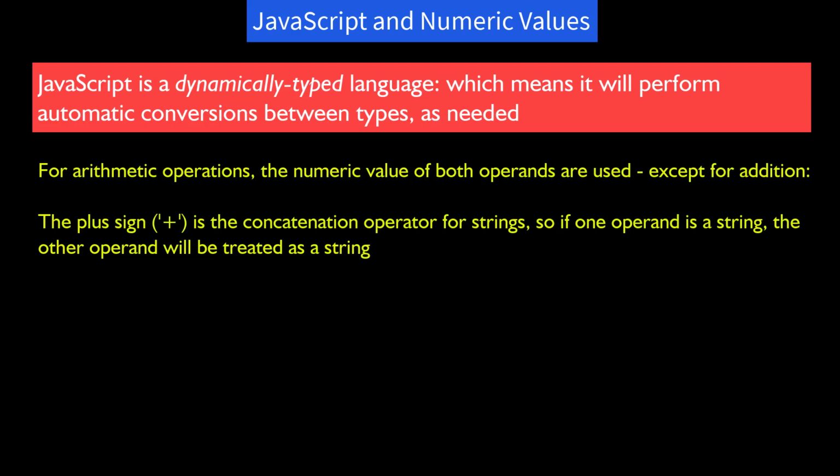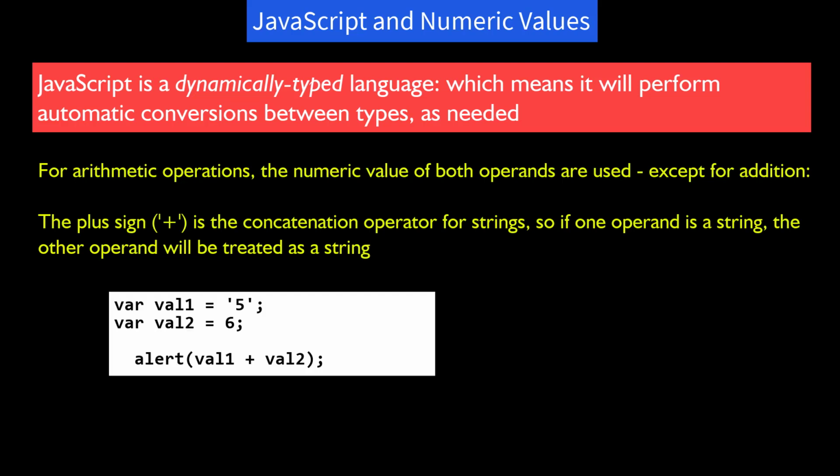For example, var val1 equals "5"; so a string, var val2 equals 6, so a numeric. Then alert(val1 + val2) will display 56 because it'll convert val2 to be a string, and the plus will be a concatenation operator, so we'll have 5 followed by 6. So to do addition with at least one of the values being a string data type, you need to use the Number function. In our example, alert(Number(val1) + val2) will display 11.